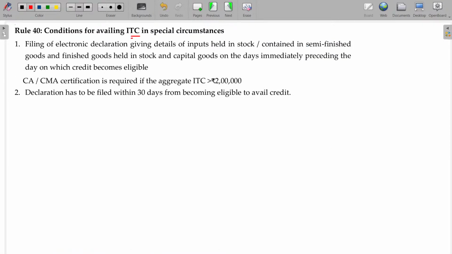Now, conditions for availing ITC in special circumstances, already we studied. Filing of electronic declaration, giving the details of all these things, stocks and all, and ask them to refund. Provided if the refund of ITC is more than 2 lakhs, you have to prove that you have all this stock by getting the certification from CA or CMA, cost accountant or chartered accountant. And the declaration has to be filed within 30 days of becoming eligible to avail the credit. So once you are eligible for availing the credit, within 30 days you have to apply. Eligible to avail means the date of registration.